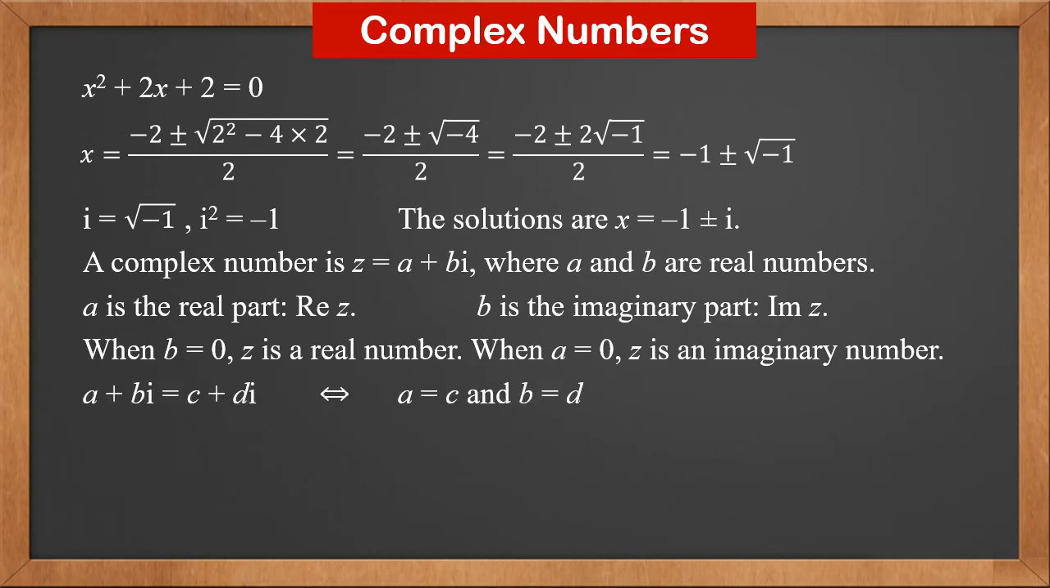If two complex numbers a plus bi and c plus di are equal, then their real parts and imaginary parts are equal. That is, a equals c and b equals d. And vice versa.